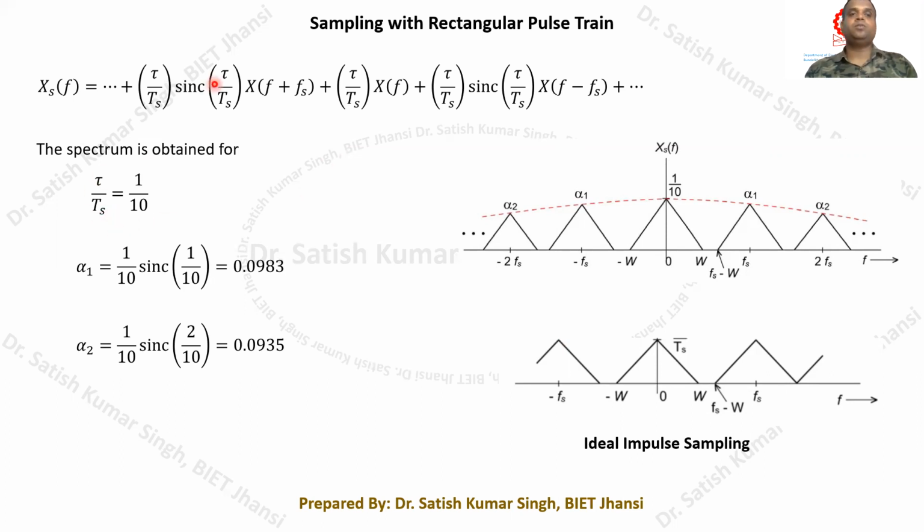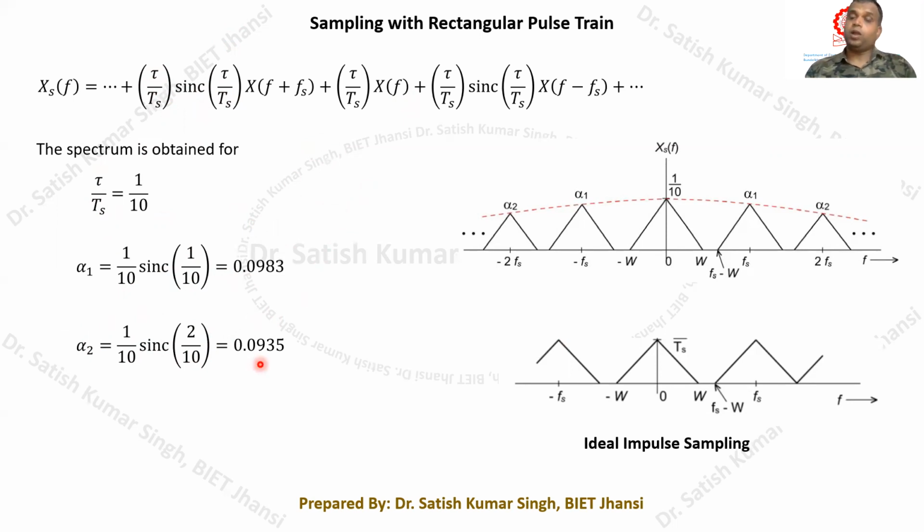If you substitute this value, you can put 1 upon 10 here and calculate the sinc function value. For tau upon Ts equal to 1 upon 10, you will find that this value is 0.0983. Similarly, you can also calculate the alpha 2 value, that is, the value when n equals 2. When n equals 2, you get 1 upon 10 sinc of 2 upon 10, and that value equals 0.0935.